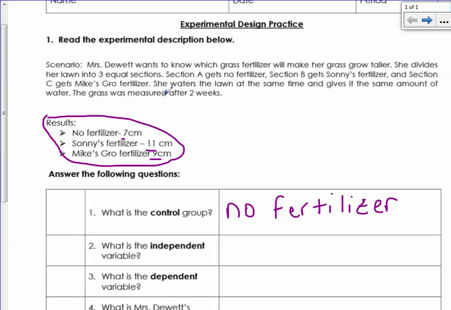So we're measuring the height of the grass. So dependent: height of the grass. All right, and then what we're changing is the fertilizer.